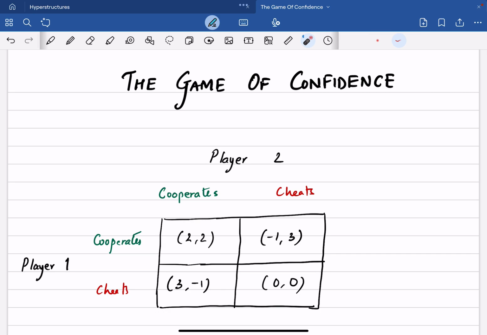Okay, we'll talk more about this game and the different ways in which you can play this with the kids in the next video.